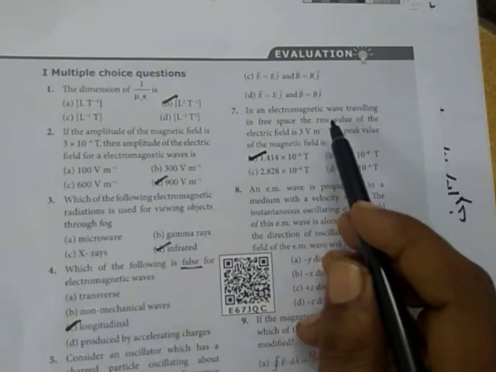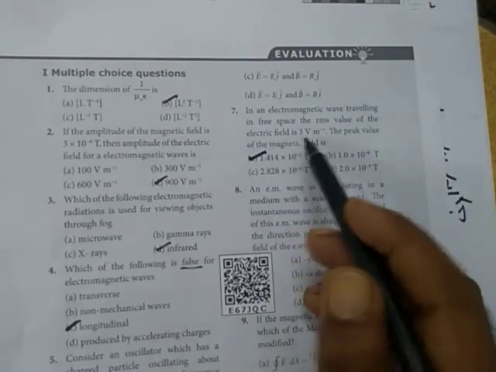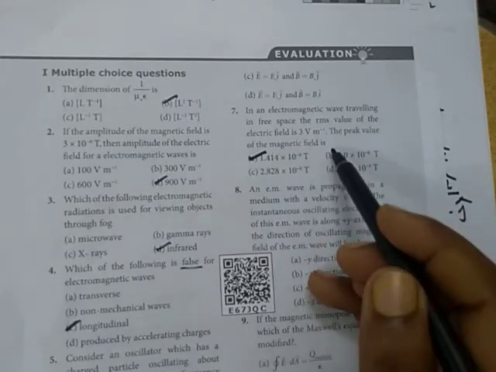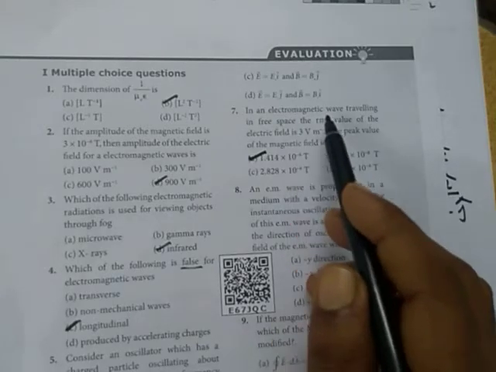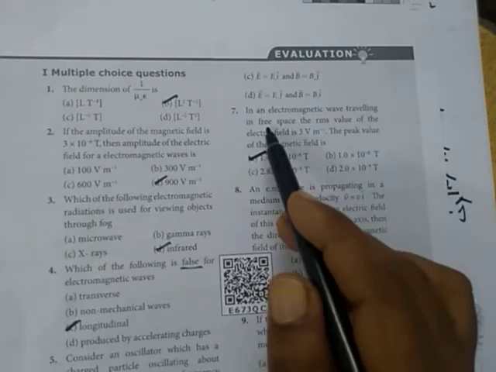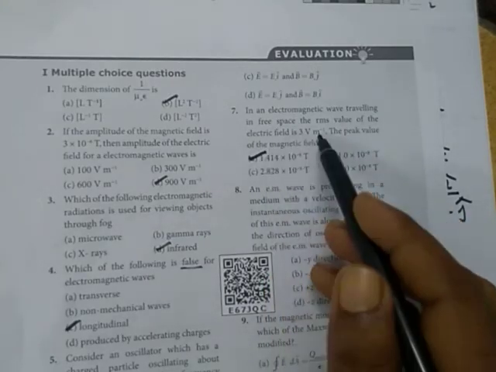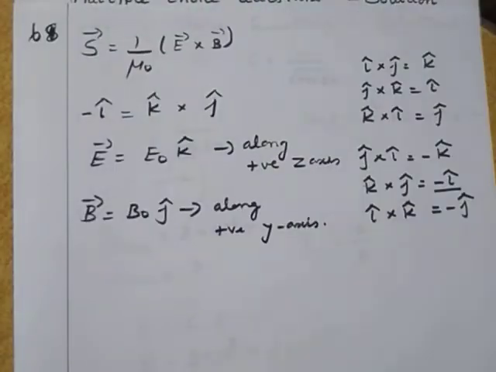Then question number 7. In an electromagnetic wave traveling in free space, the RMS value of the electric field is 3 volt per meter. The peak value of the magnetic field is... Here they have given an electromagnetic wave propagating in free space and the RMS value of the electric field. They are asking the peak value of the magnetic field. It is also an easy one.